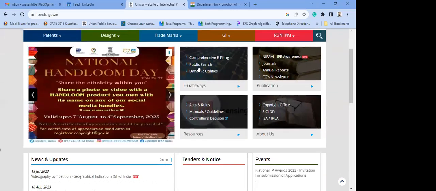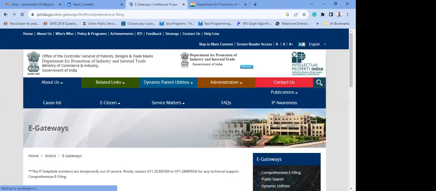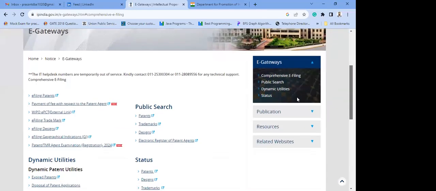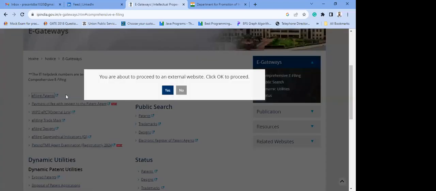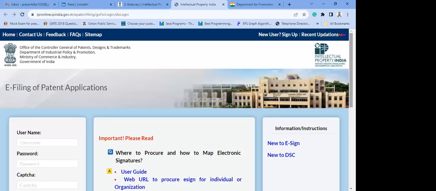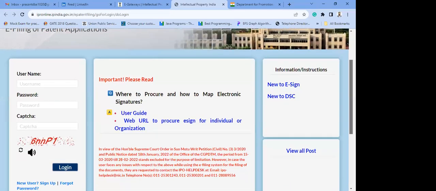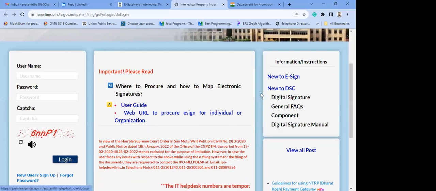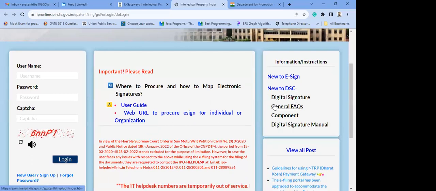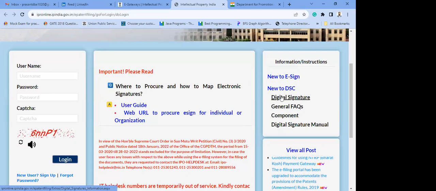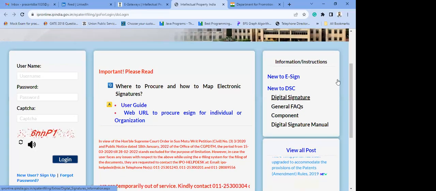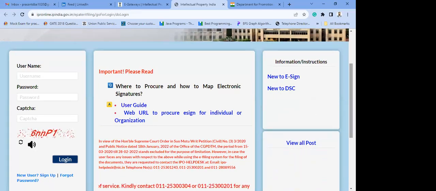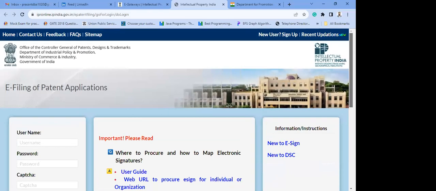This is the category of e-filing. If I click on the e-filing process, I will get the login process for e-filing patents. If I click on external service, it will open the external service. Then I need to click on the login panel. For that, we require a DSC, a digital signature file. Without this, we can't do any patent publishing on our platform. So an electronic signature is required.